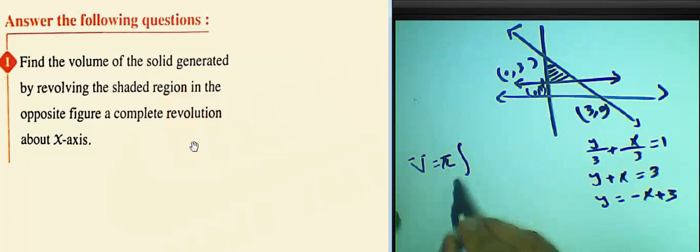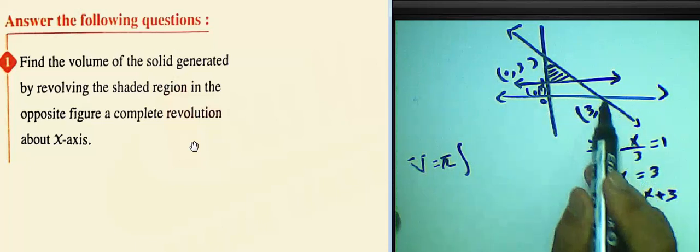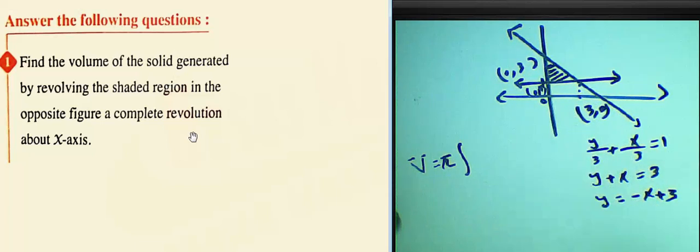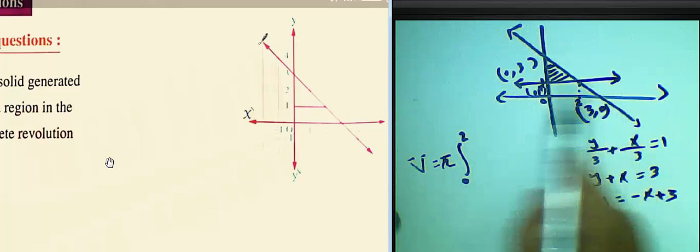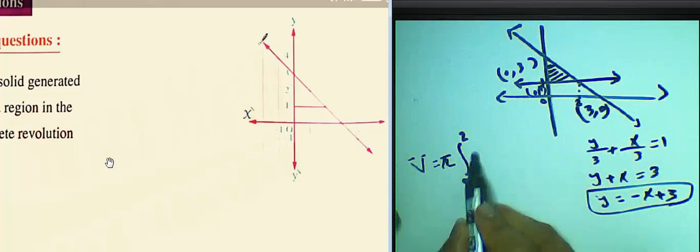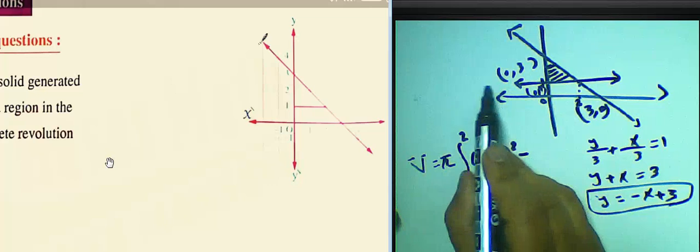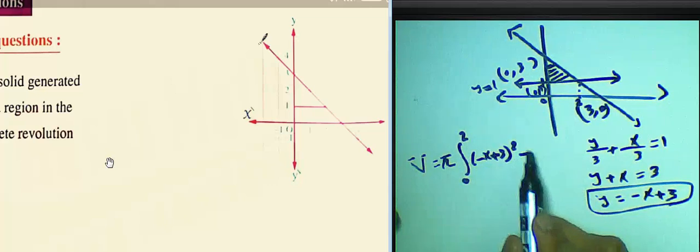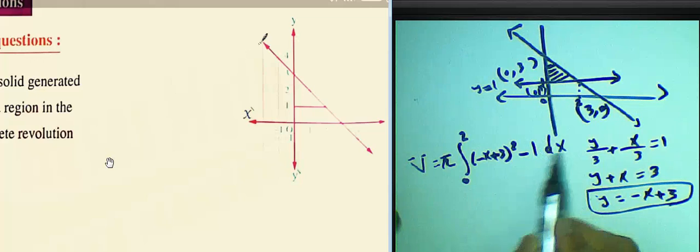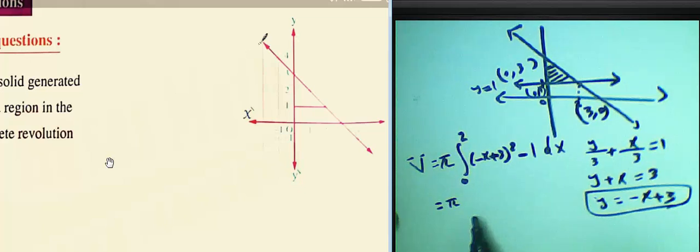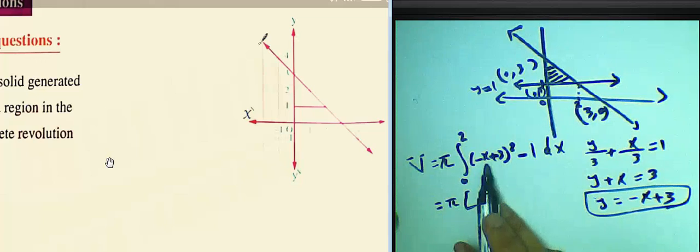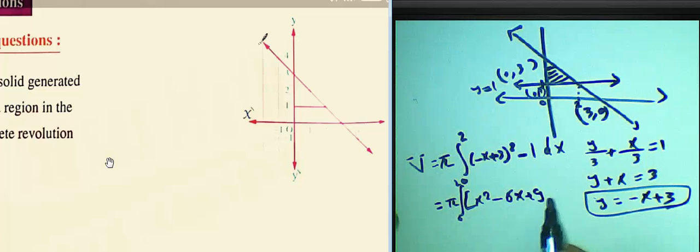Volume equals pi multiplied by the integral from 0 to what? This point here, 2. From 0 to 2, up minus down. Up here, negative x plus 3 all power 2, minus down here y equals 1, 1 power 2, all dx. You can find the result in the calculator in one step, or you can solve by steps as you like. It will be pi times the integral from 0 to 2 of x power 2 minus 6x plus 9 minus 1 dx.